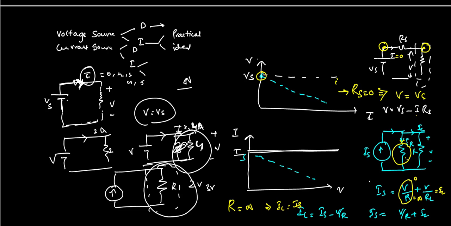That means for this voltage source, the resistance must be as minimum as possible for the ideal condition. A practical current source should be considered an ideal current source when this resistance is high.